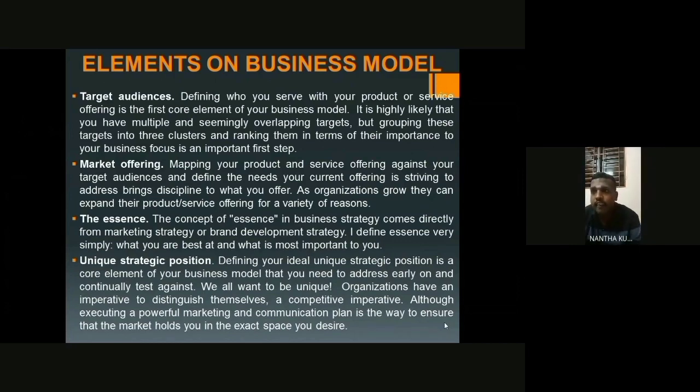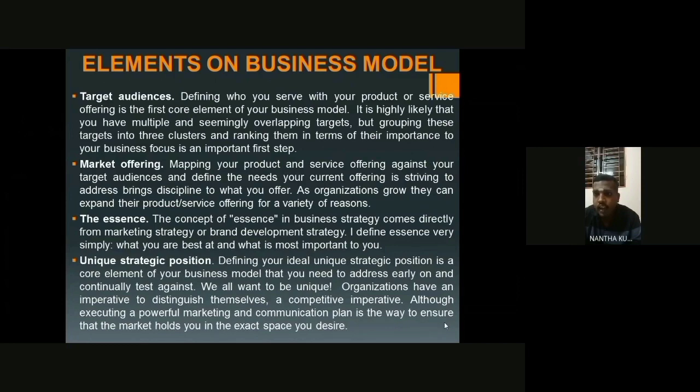Mapping your product and service offering against your target audience and define the need of your current offering is striving to address brings discipline to what you offer. As organization grow, they can expand their product or service offering for a variety of reasons.